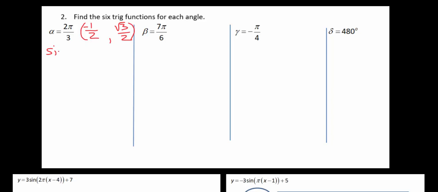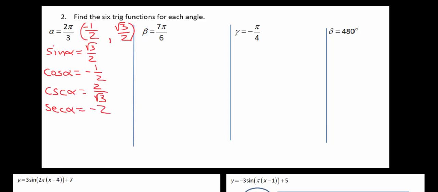I know that sine of alpha is equal to the y coordinate. Cosine of alpha is equal to the x coordinate. Okay. Now, we have the reciprocals, right? So I might as well go ahead and say, well, cosecant alpha is the flip of sine alpha. And secant alpha is the flip of cosine.